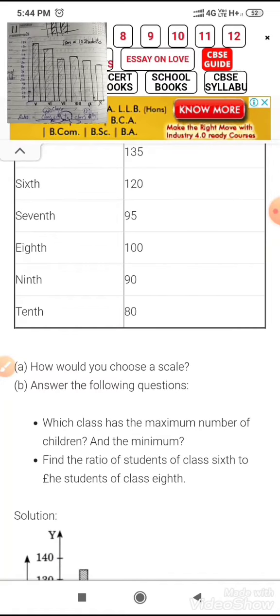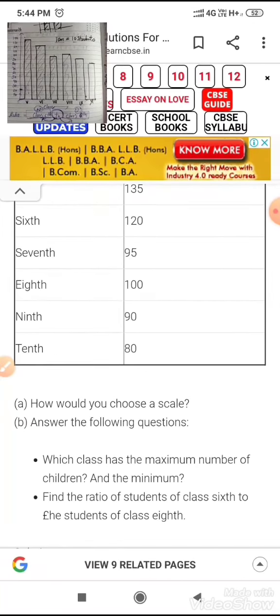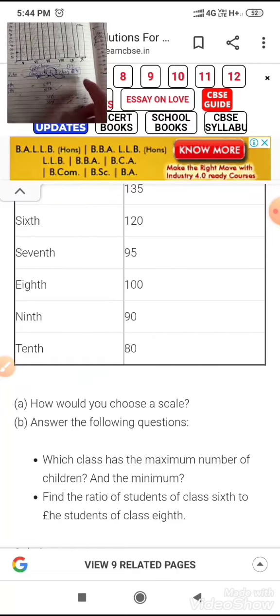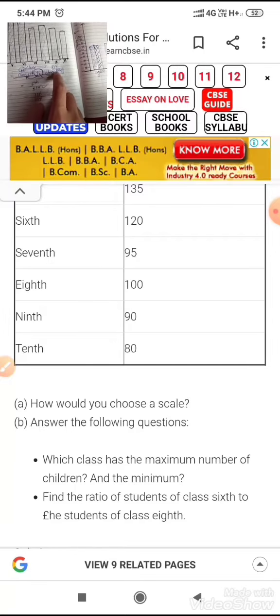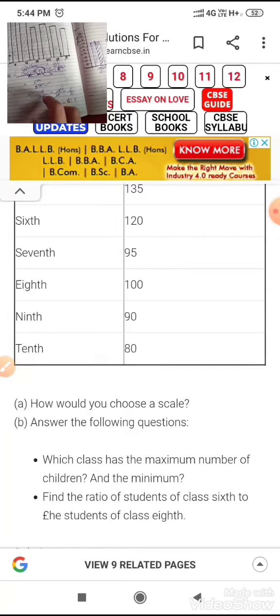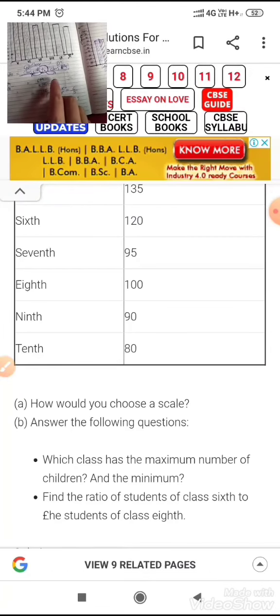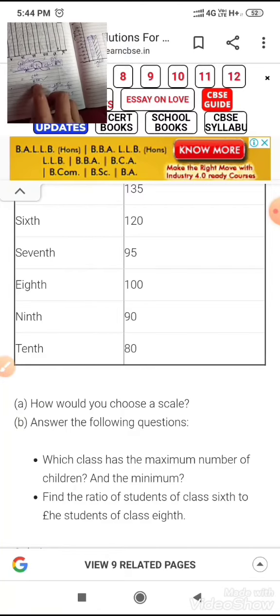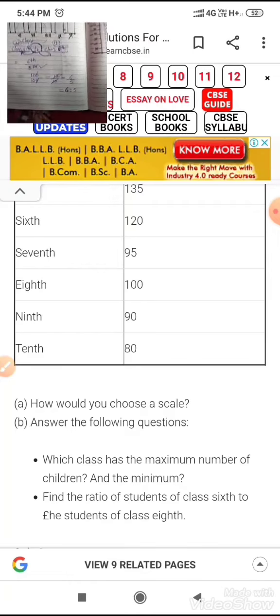In the second part we have to find the ratio of the students of class 6th to the students of class 8th. For finding the ratio of class 6th to class 8th, we write the number of students in 6th class in the numerator and the number of students in 8th class in the denominator. After simplifying this, or we can say after writing this in the short form, we have 6 upon 5, so it is 6:5.